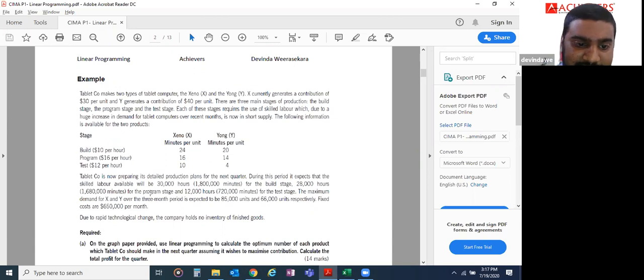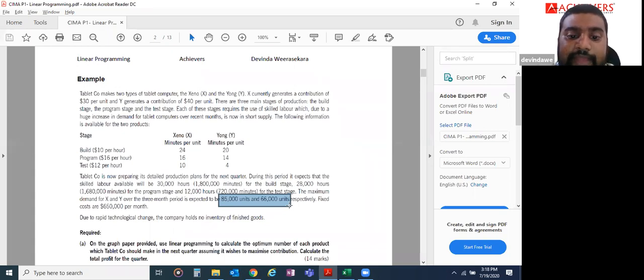Now, certain students might take X as 85,000 units and Y as 66,000 units. Guys, 85,000 and 66,000 is not how many units we are going to make. Yeah, I made it clear in the last class also. 85,000 and 66,000 means that is the maximum demand, right? That means that is the maximum amount we can sell. That doesn't mean we are going to make 85,000 units or we are going to make 66,000 units.